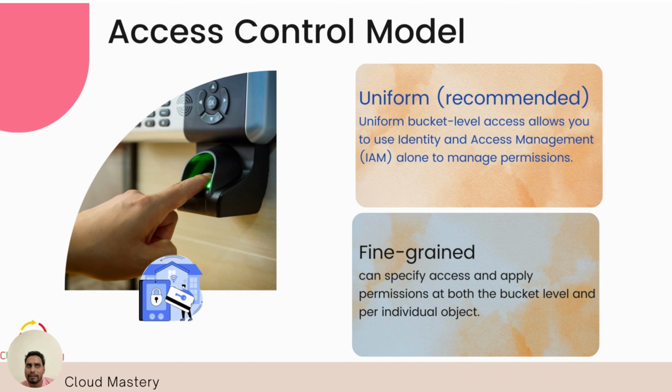Whatever IAM permissions you specify will be at the bucket level, not at the individual object level. Whereas fine-grained access control enables you to use both IAM as well as ACLs to manage your permissions. ACLs are a legacy access control system. So you can specify access and apply permissions at both the bucket level and the individual object level. So this is fine-grained access. Uniform is mostly recommended because you have more control over the buckets, and over the objects within your storage bucket.